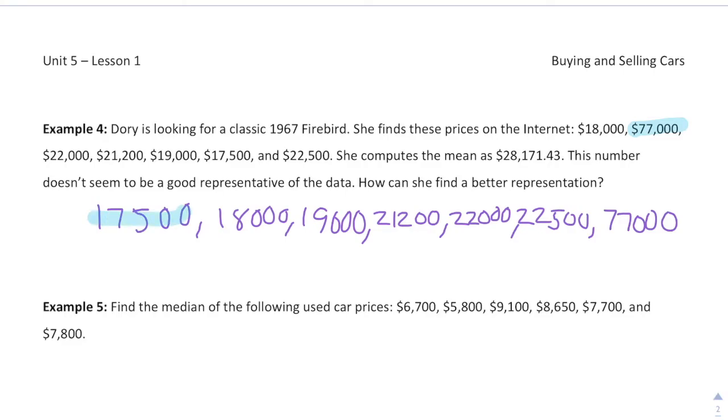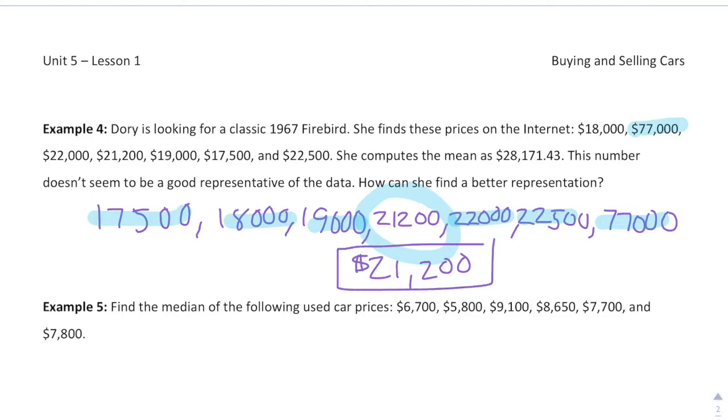And so you have this one matching this one, matching this one, matching this one, and we're left with a middle number. So in this case, it's really easy because we have an actual middle number. So our median is 21,200. So that would be a reasonable price for a 1967 Firebird. Much better than the 28,000 that you got.